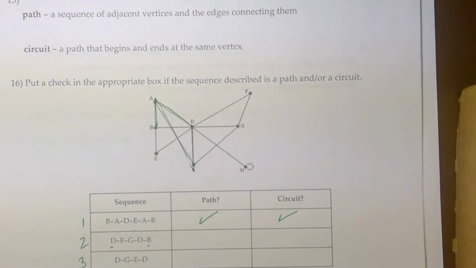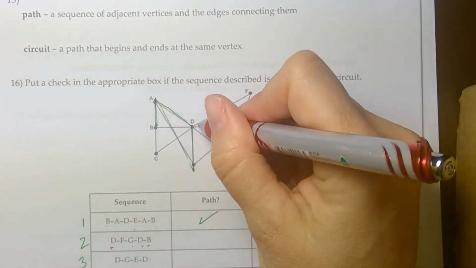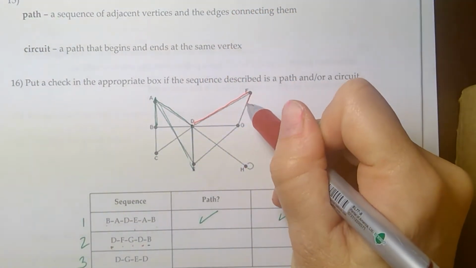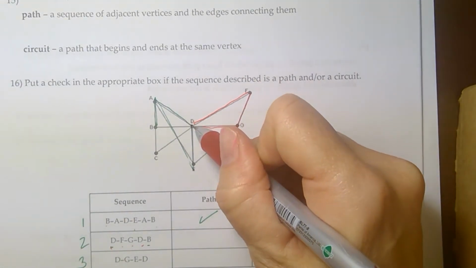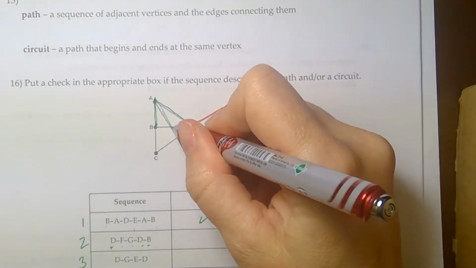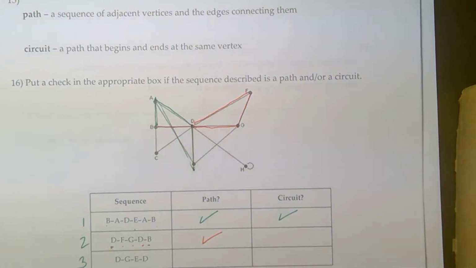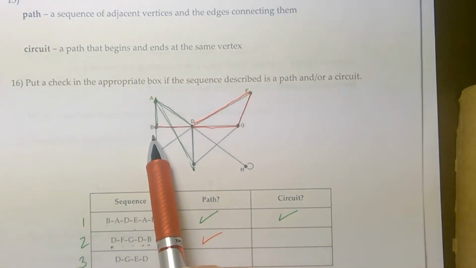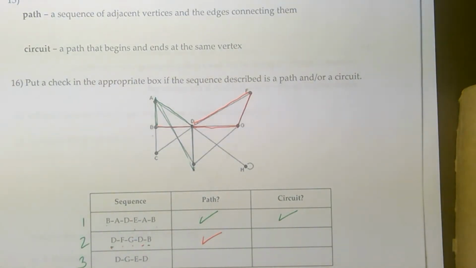Let's try the next one. Does this work as a path? Can I start at D, go through these vertices in this order? So if I start at D and I go to F, G, back to D, and then to B. Yes, that is a path. Is that path a circuit? Well, no, because I started at one place and I ended at another.